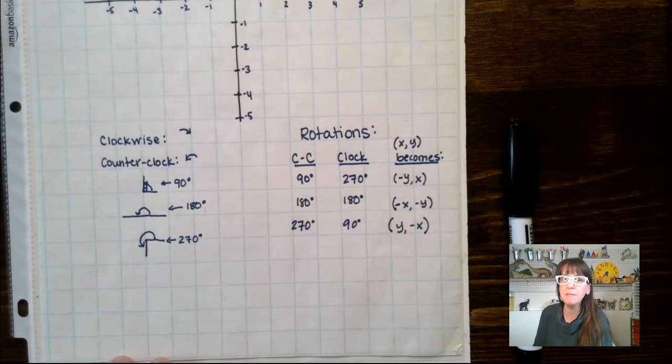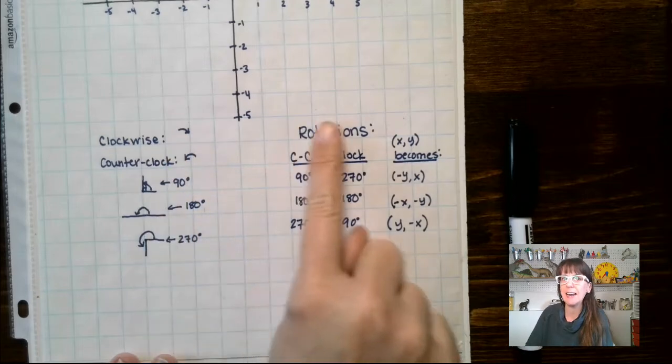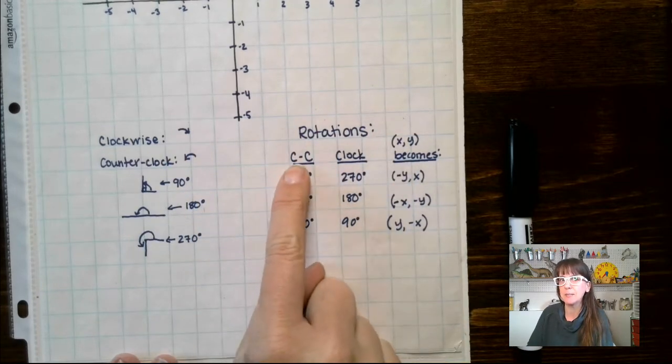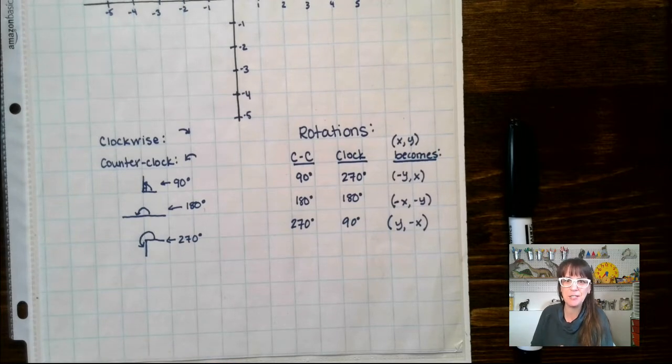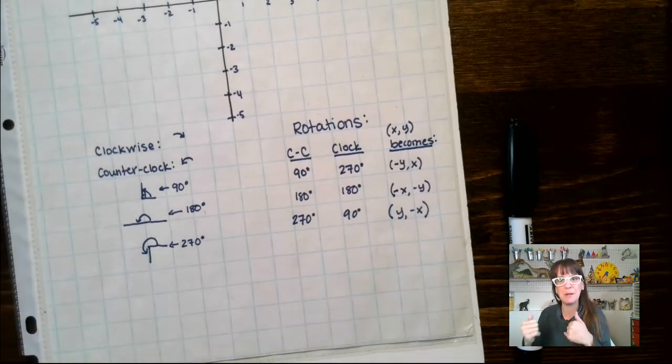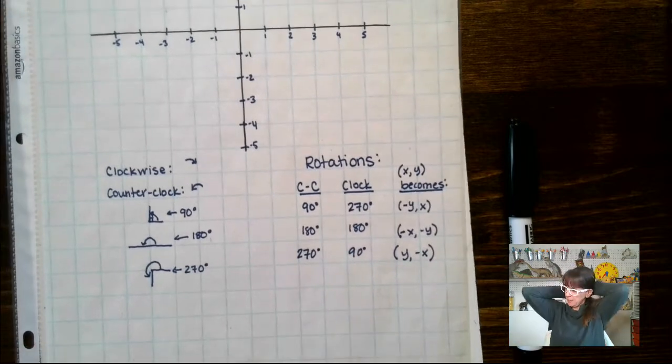So I want you to pause the video. You're going to copy down this side and this side. When you're doing that, this means counterclockwise, this means clockwise. So go ahead and pause the video, copy that down into your notes because it'll be really helpful, and then come on back. All right, so now we're gonna get started.